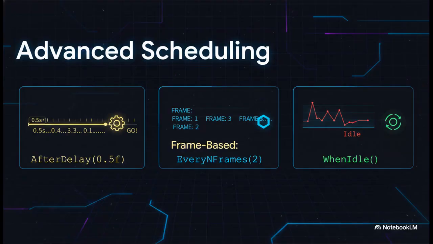And it goes way beyond just simple dependencies. The job system is incredibly flexible. You can schedule a job to run after a specific time delay. You can tell it to run only every 2 or 3 frames to spread out the performance cost. You can even tell it to run only when the CPU is idle, which is absolutely perfect for background tasks like loading and streaming assets.